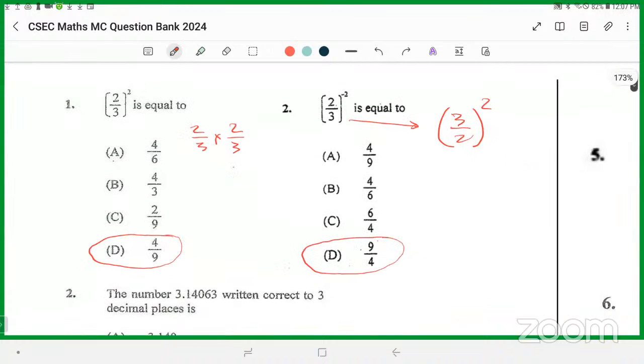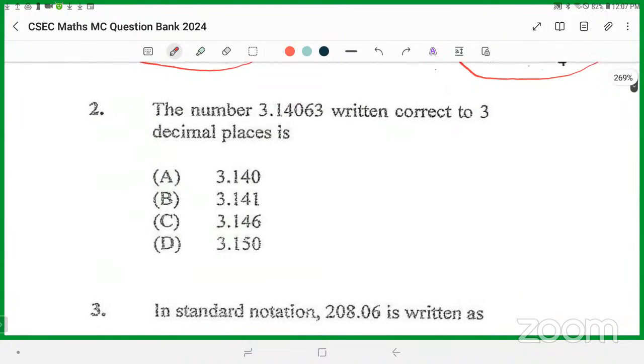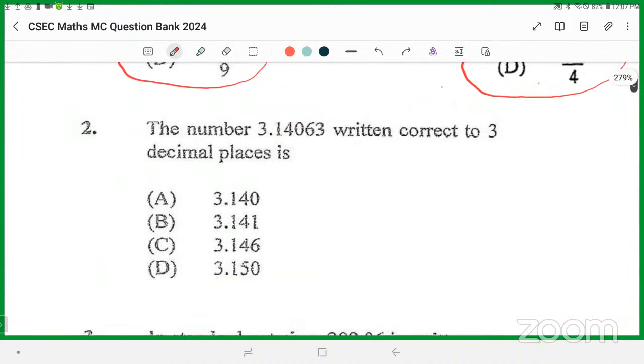All right, next one. They want us to write this correct to 3 decimal places. These are 3 decimal places, using this 6 to correct that one. So this one is kind of easy. Increase that by 1. So you get 3.141. So the answer is this one.